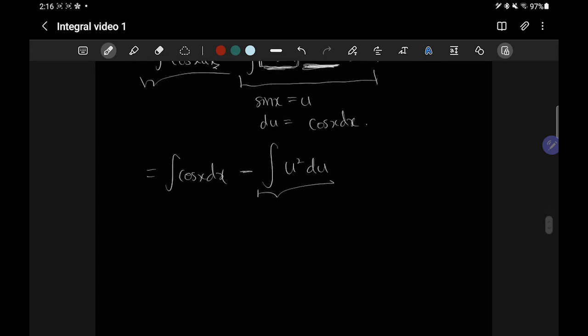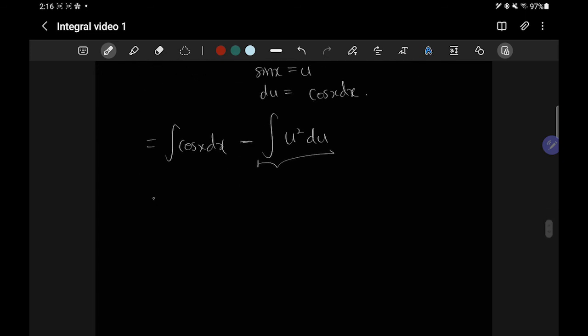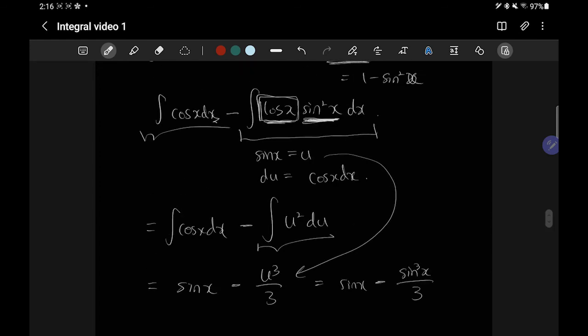Now this integral is easy to solve. So now what we have is sine x minus u cubed over 3. Now we will substitute sine x back in for u, so we have sine x minus sine cubed x over 3, which equals the integral of cosine cubed x dx.